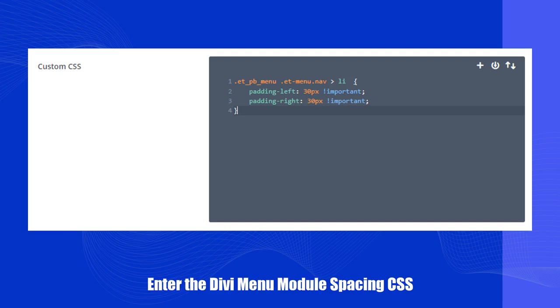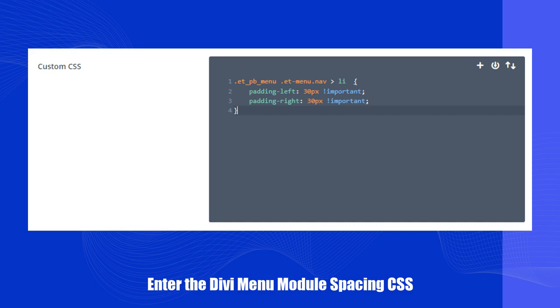To adjust the spacing in your Divi menu module using custom CSS, start by navigating to the Custom CSS box in the Divi Theme Options. Once there, you can paste a simple CSS snippet to control the padding around each menu item. This CSS specifically adds padding to both the left and right sides of the menu items, effectively increasing the spacing between them. For example, you can set the padding to 30 pixels on each side, which results in a total gap of 60 pixels between the menu items. Adjust these values as needed to achieve your desired look.